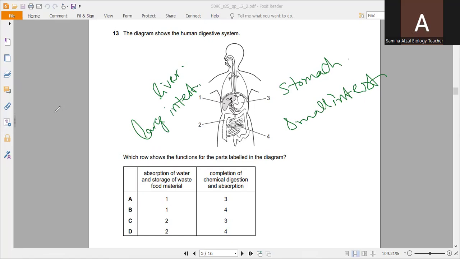So this is 2. So A and B are not correct options. C or D can be the correct options. Now, completion of chemical digestion and absorption. You know, in the small intestine, ileum, the food digestion is completed and the absorption takes place over there. So this is 4. A, B, C are wrong options. Only D is the correct option.